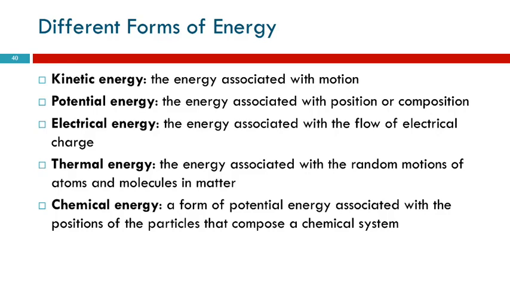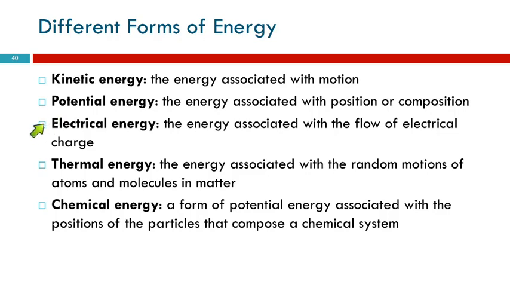You can also have chemical energy. This is a form of potential energy. This is the energy associated with the composition, and that has to do with the relationships between the particles that compose the matter. So gasoline is flammable, right? You can burn it and it gives off heat. Gasoline has stored potential energy in the form of chemical energy.